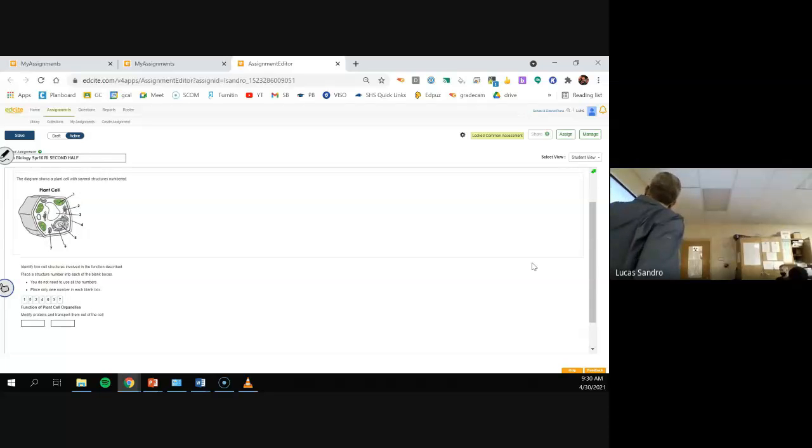All right, the diagram shows a plant cell with several structures numbered. Identify 2 cell structures involved in the function described: modify proteins and transport them out of the cell. How'd you do? This is hard because they don't give you the names. If you're a name person, you didn't have that.